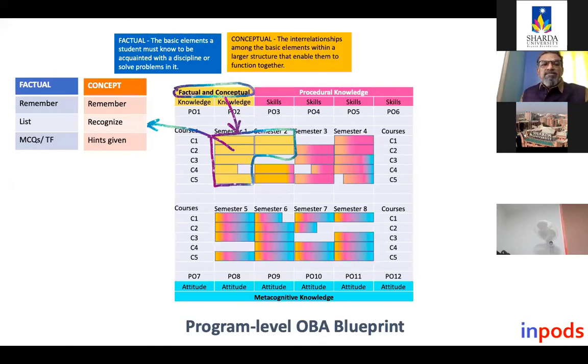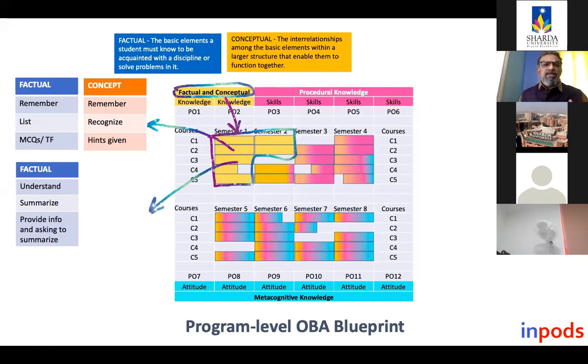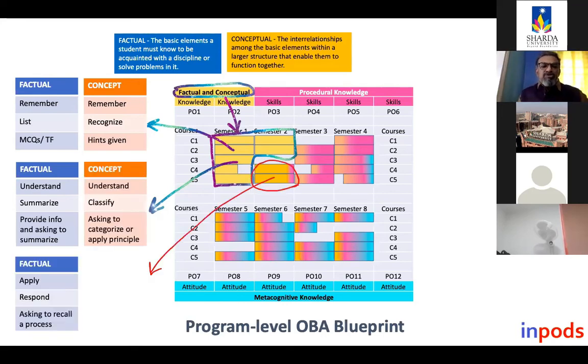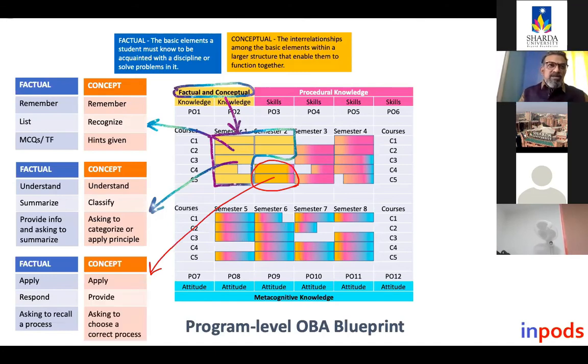If it is, let's say, conceptual knowledge, and if you want to assess the student at remember level, then you may say, okay, recognize something, and you may want to give a hint also. Let's say you would say that meter in the metric system is something, right? So, in the metric system is the hint given to the student when you are framing the question. That's the kind of hint that has to be given when you are designing a question. When you are thinking about factual and understanding level cognition, then you may use summarize and say provide info and ask to summarize a concept. So likewise, you can use various combinations to come out with questions related to outcomes-based assessment.